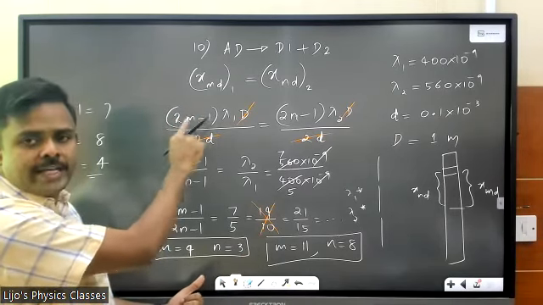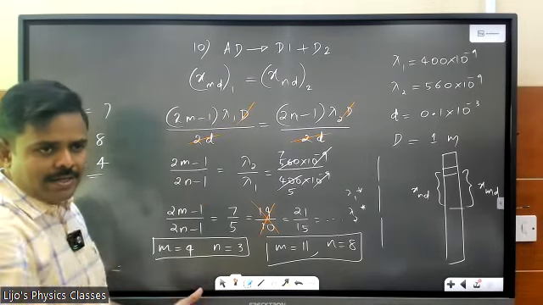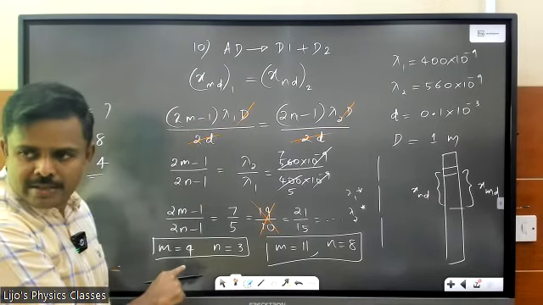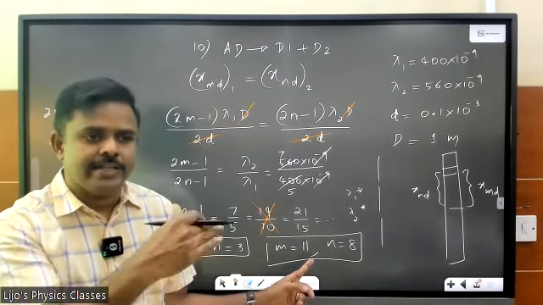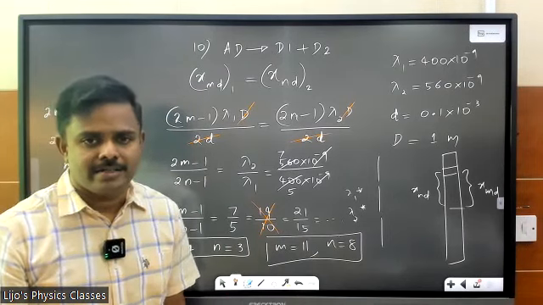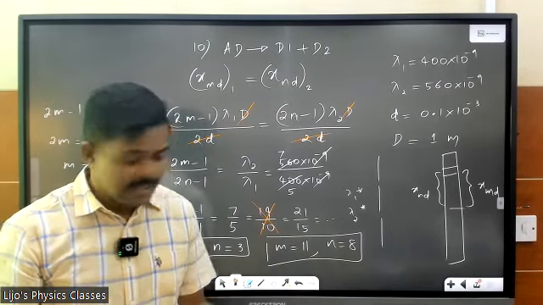xmdc equal to 2m minus 1 into lambda 1d by 2d. Got it? So you will get the first location. Use the second number, you will get the second location. Then take the difference, you will get the final answer. Understood this? We'll do the second part now.